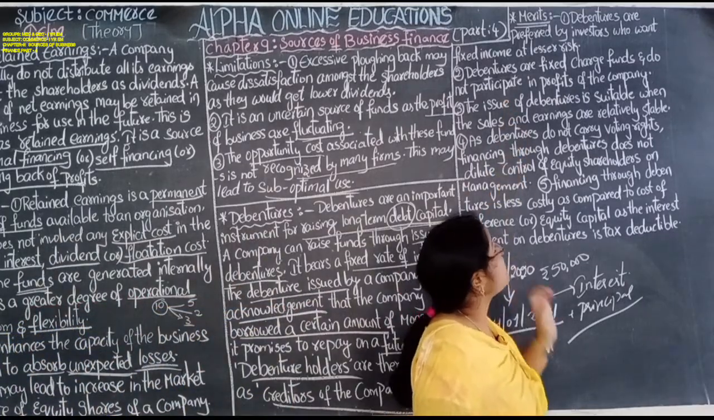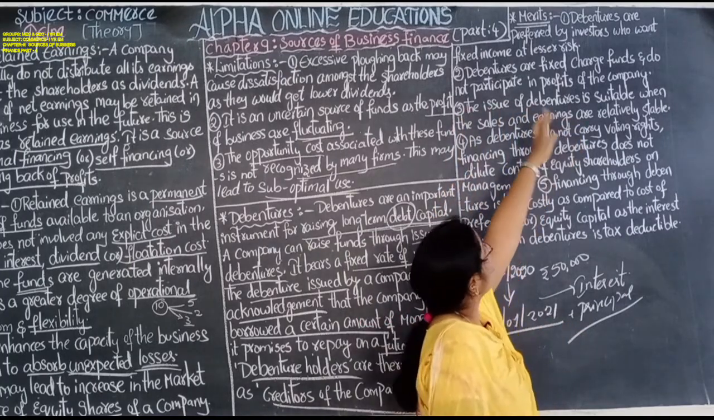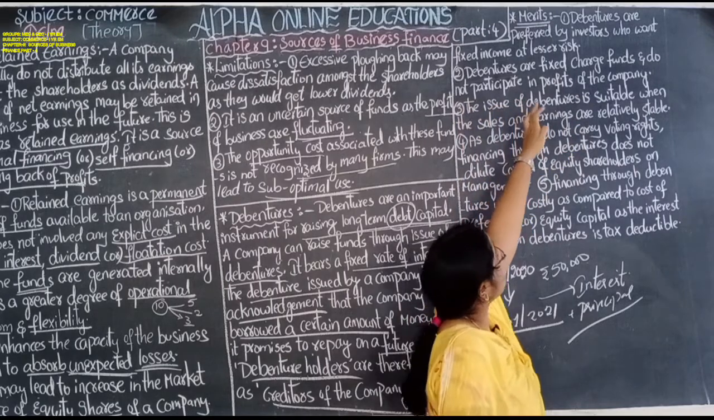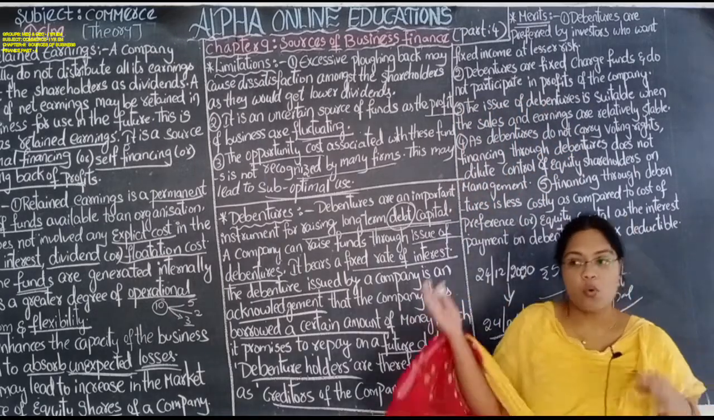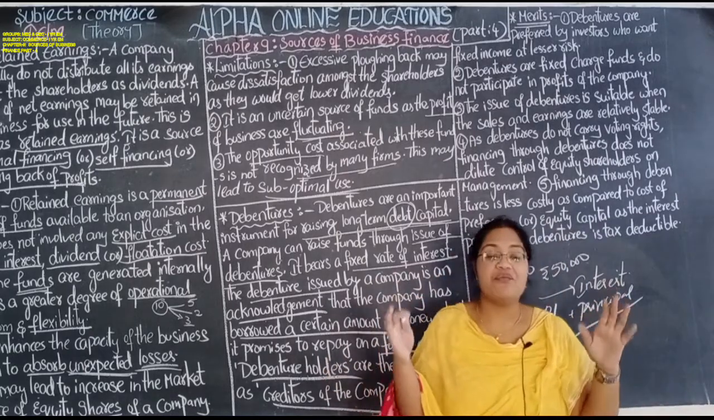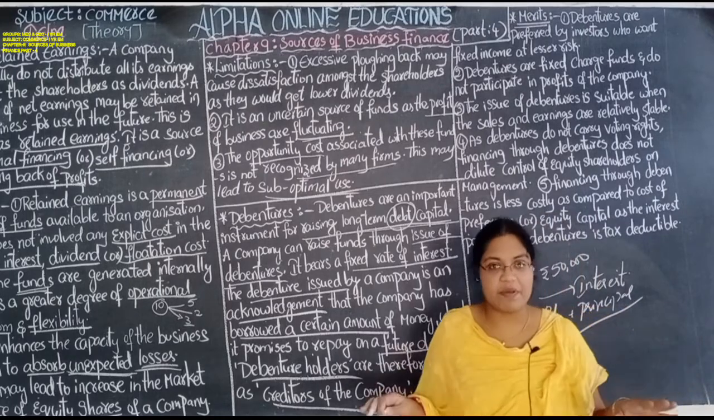So see here the merits. Debentures are preferred by investors who want fixed income at a lesser risk. So debentures are preferred by those who want a fixed income with a low amount of risk. There will be no risk at all in the debentures.